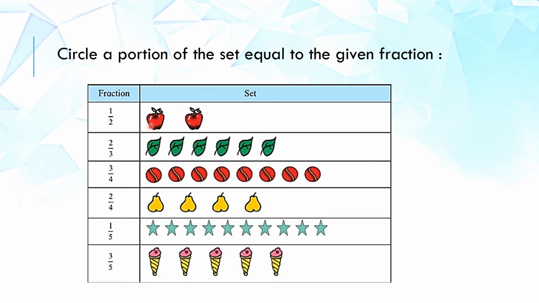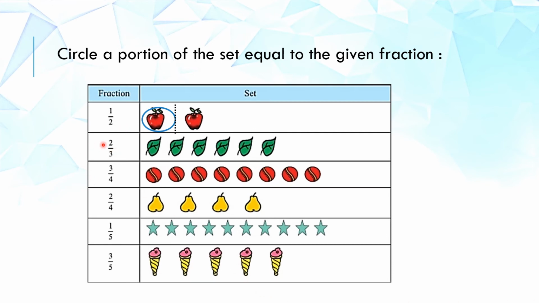So here 2 apples are there. Now we have to make 2 parts. So we got 2 parts and from those 2 parts we have to circle half. So we will circle 1 apple. So from these 2 apples we have circled the half part to show the fraction half.